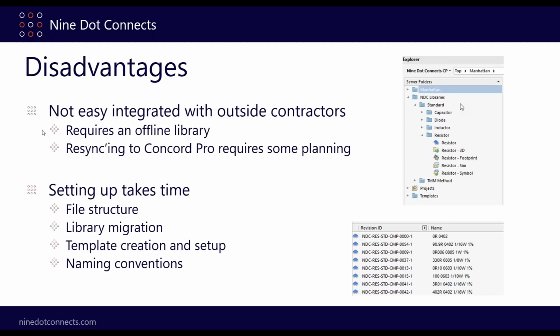The one thing that we have found is that it's not necessarily easy to integrate with outside contractors. So even if you have this all nice and set up internally and people are using this, if you have an outside contractor who's just doing that work, you're going to have to be very careful about how they set their stuff up so that when you migrate their information into Concord Pro, it's going to match up with those things that you've already had set up. So for example, you can see a little snippet we've got here in the bottom right corner of names and the revision ID. Now the revision ID is something that the administrator will have to handle, but the naming convention would have to be something that would be looked upon prior to the library migration to ensure that it's done correctly.